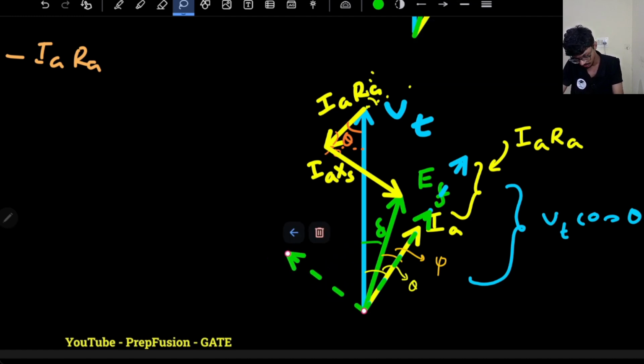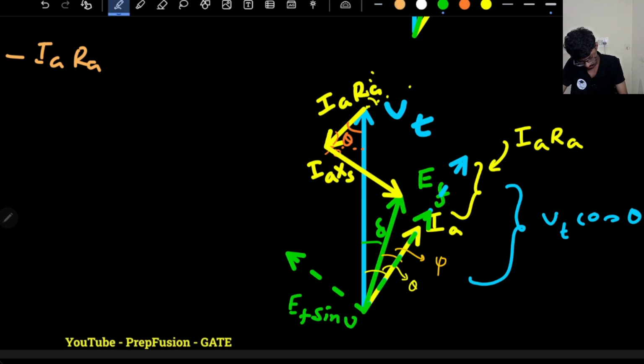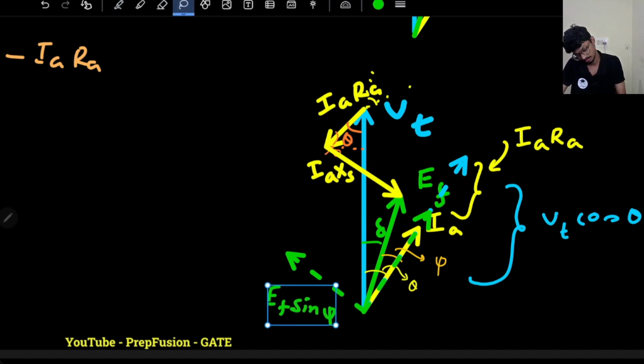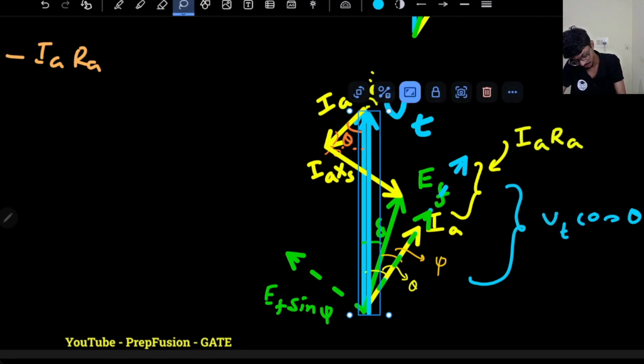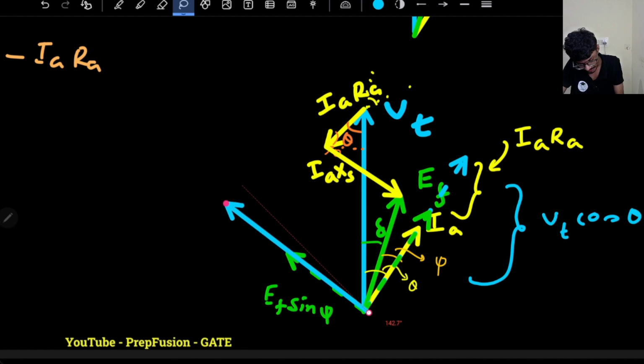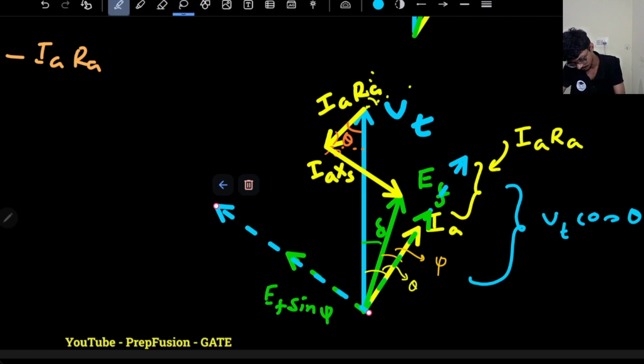So this is EF sin psi. Okay, this is EF sin psi. So what is EF sin psi equal to? Vt has its component along Ia, that is Vt cos theta. Another component is perpendicular to Ia, which will be Vt sin theta. This will be Vt sin theta.